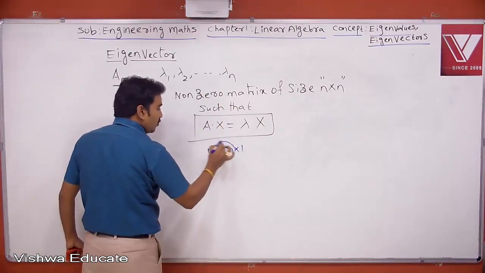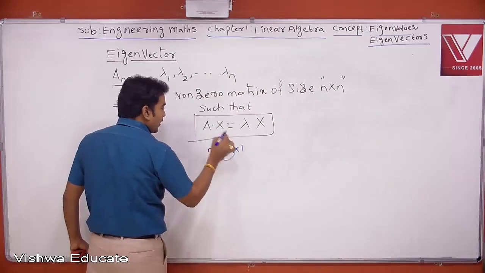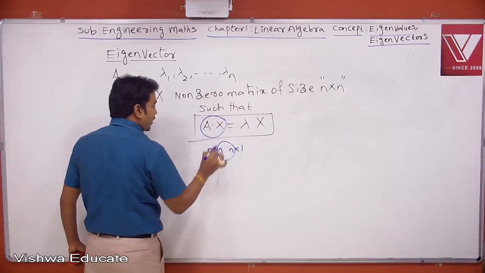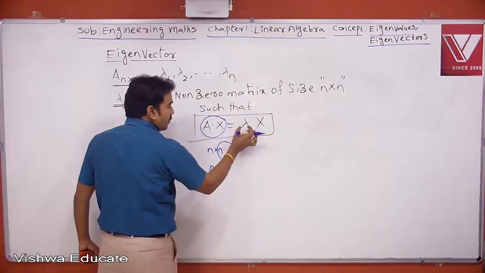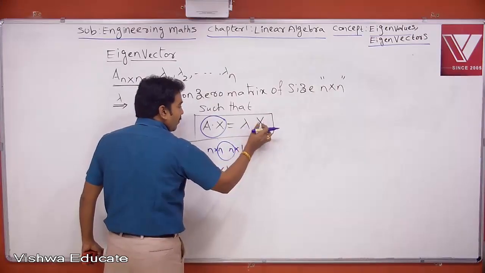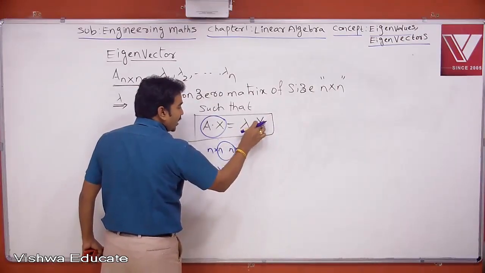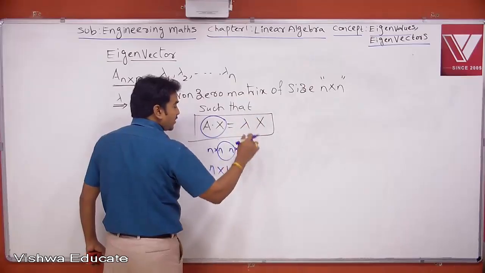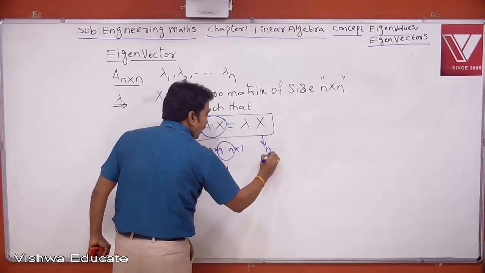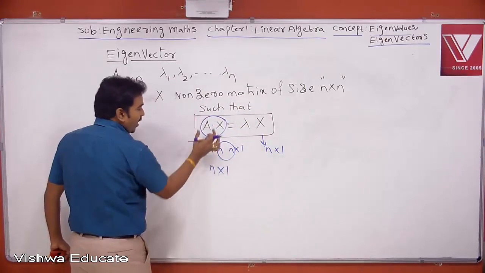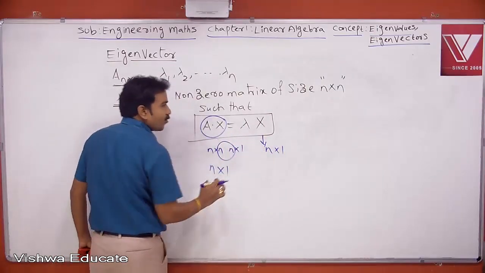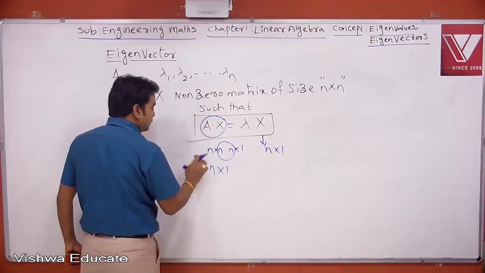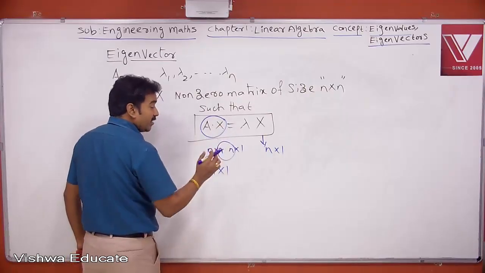When you multiply these two, this will be eliminated, n cross 1. So this LHS is a matrix of size n cross 1. Now lambda is an eigenvalue, that means it is some constant. X is a matrix, so when you multiply a matrix with a constant, the size will not change. Therefore this is also a matrix of size n cross 1. LHS matrix size is n cross 1, RHS matrix size is n cross 1. So this part of the definition is very clear.